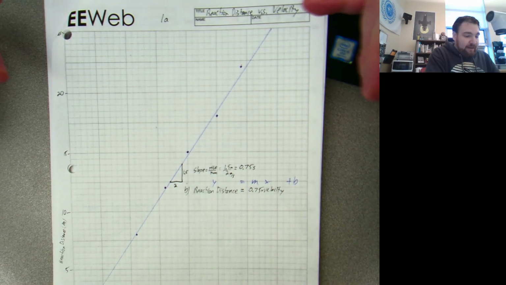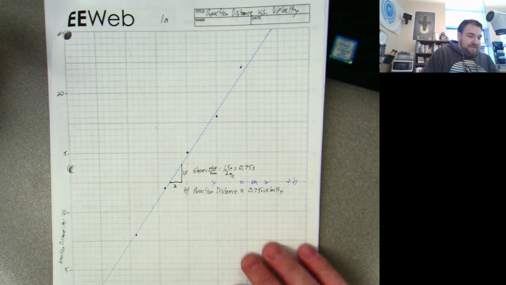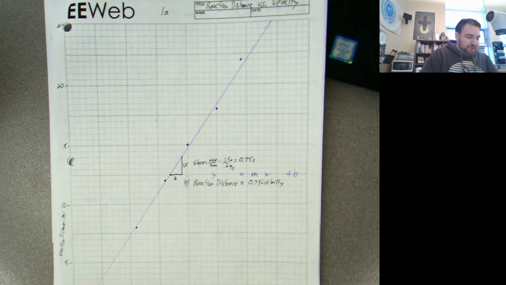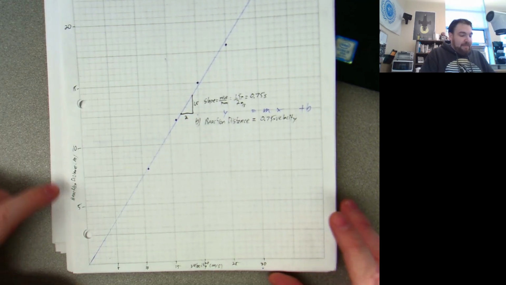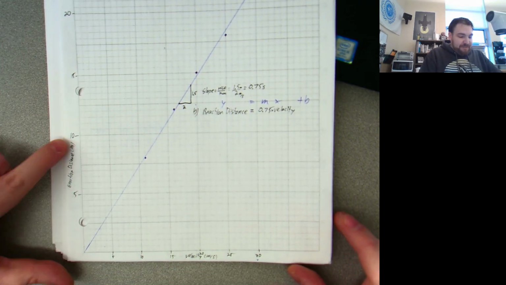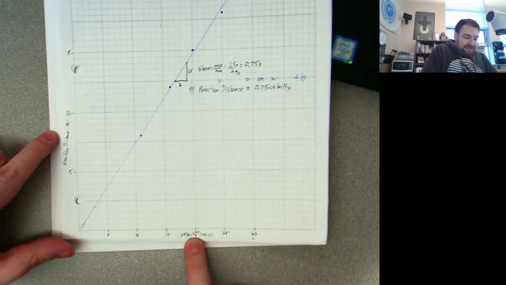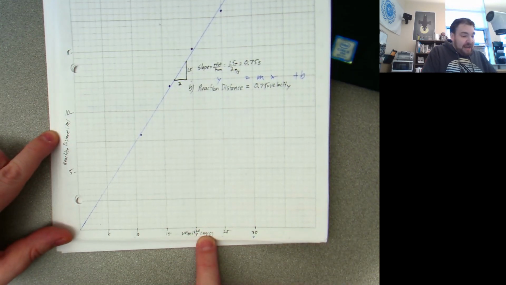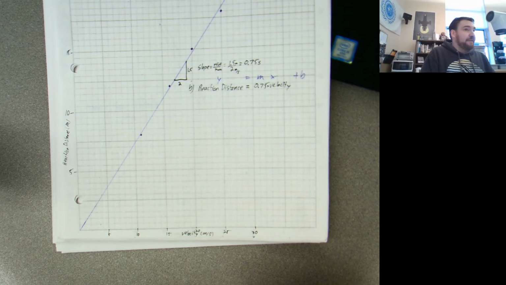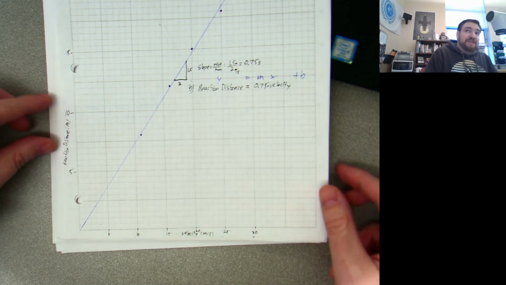Every graph needs a title. There's my title. It's the two things you're graphing. I've got my axis labeled reaction distance in meters. I've got my other axis labeled velocity in meters per second. I picked a scale that was big enough to encompass my whole graph. And then this is the line of best fit that I drew.